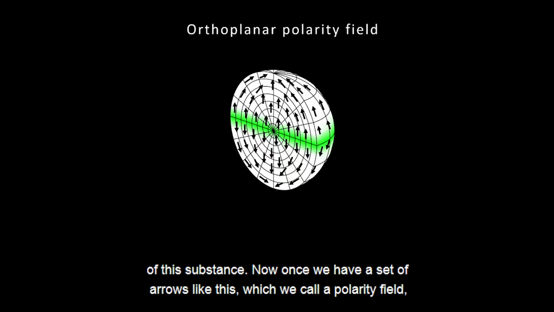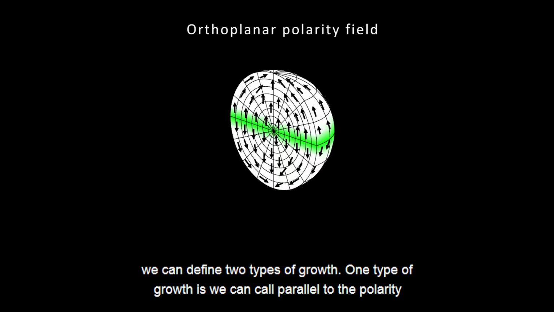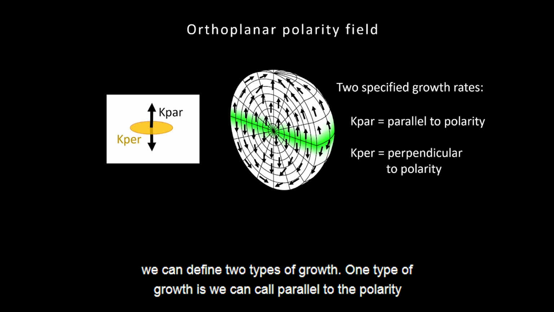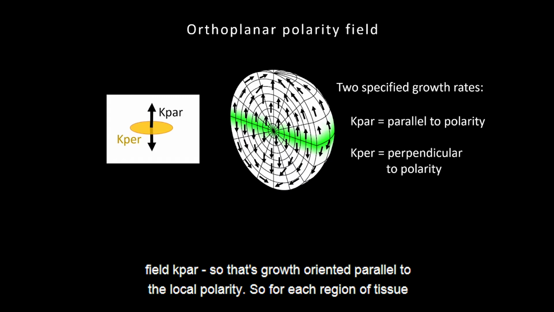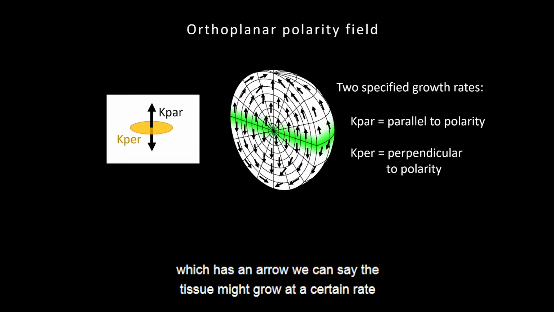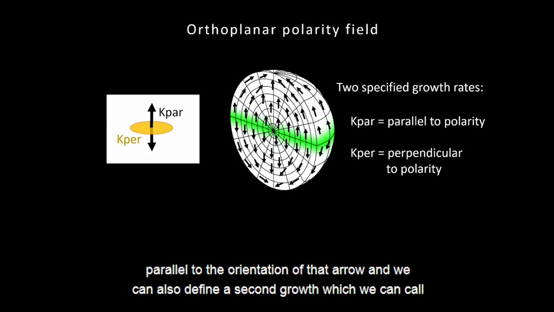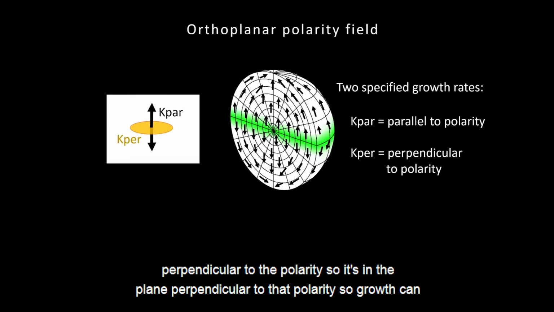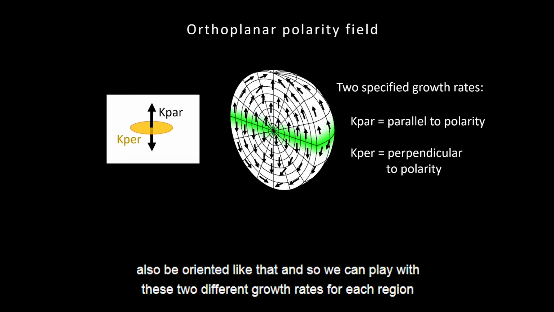Now, once we have a set of arrows like this, which we call a polarity field, we can define two types of growth. One type of growth we can call parallel to the polarity field, Kpar. That's growth oriented parallel to the local polarity. For each region of tissue which has an arrow, we can say the tissue might grow at a certain rate parallel to the orientation of that arrow. And we can also define a second growth, which we can call perpendicular to the polarity, Kper. So it's in the plane perpendicular to that polarity. So growth can also be oriented like that.